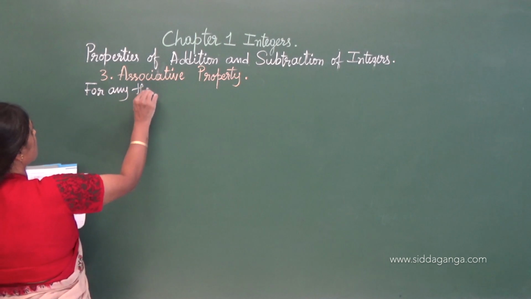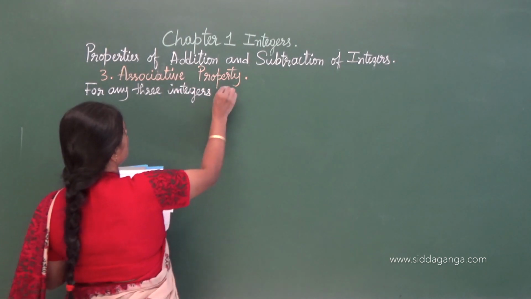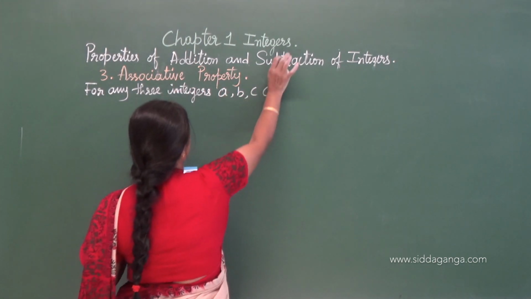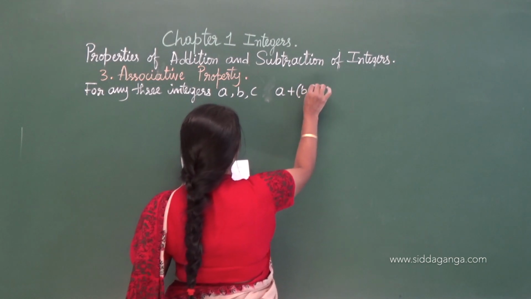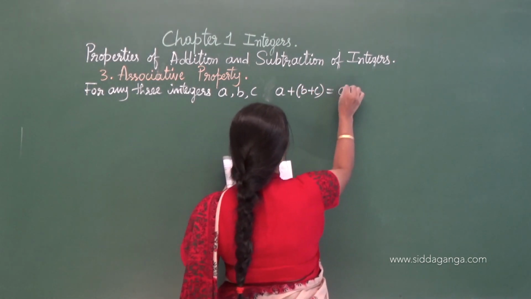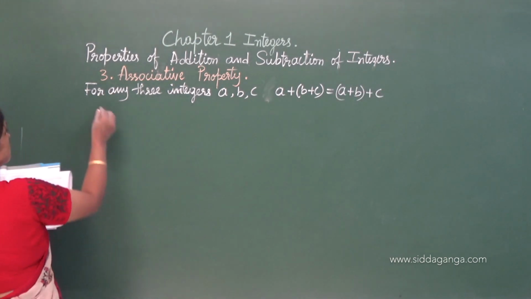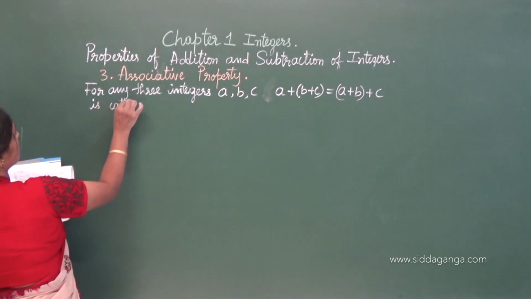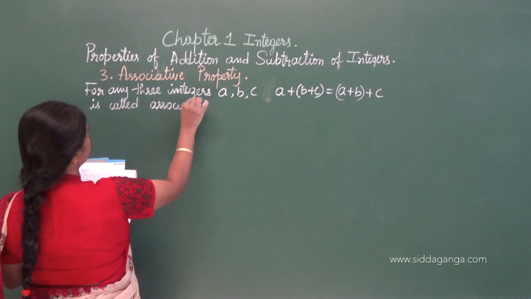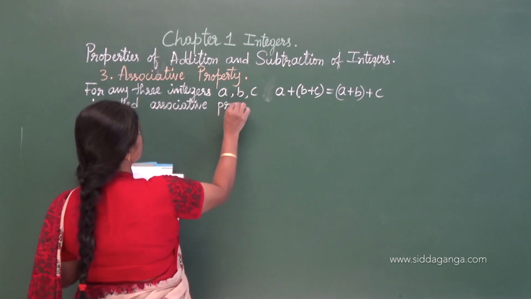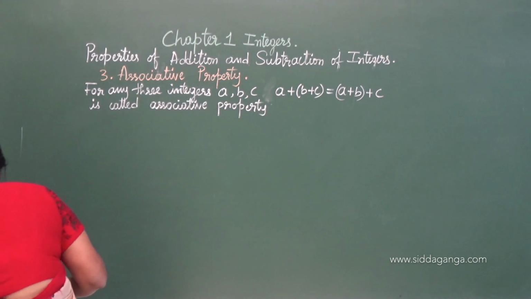for any 3 integers a, b, c, the condition is a plus b plus c is equal to a plus b plus c, called associative property. Okay, so let's take some examples.